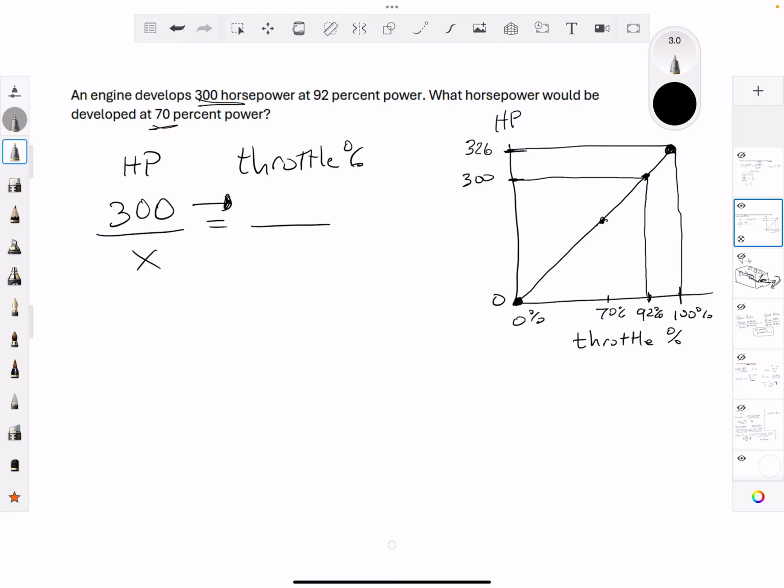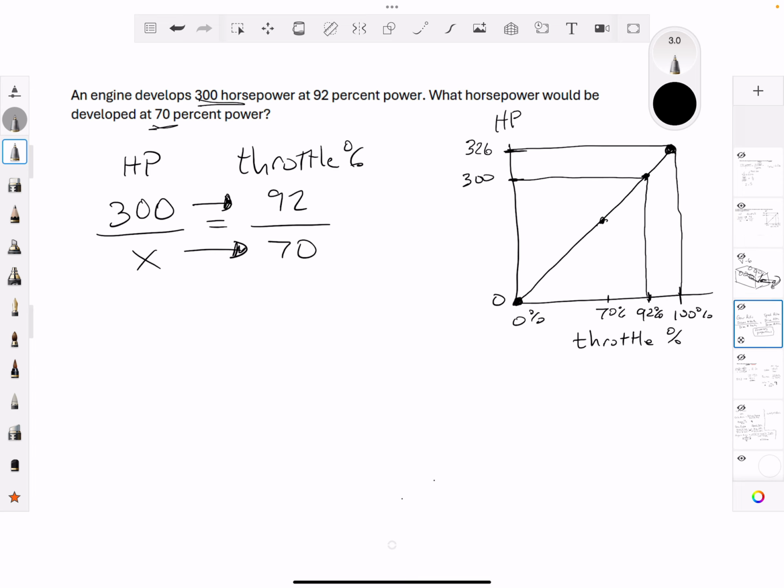In directly proportional problems, we're going to set the two values that are related. If they're in the numerator, they'll both be in the numerator. If they're in the denominator, they'll both be in the denominator. So here the 300 goes with the 92%, and then the unknown value goes with the 70%. So these two are related.